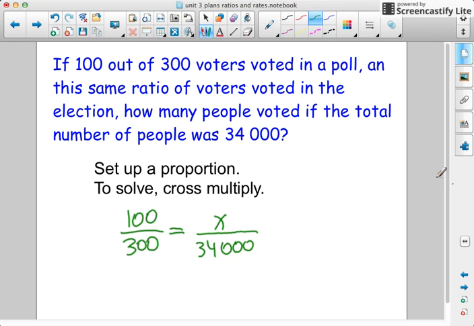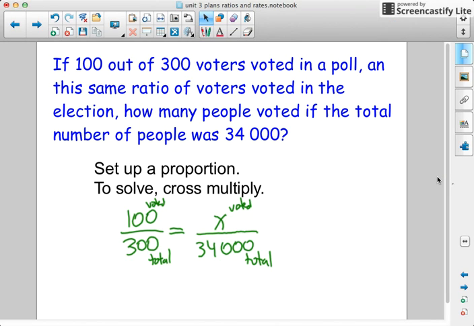So I set up my proportion. Both totals are on the bottom. That's very important. And the people who voted are on the top. Now we can solve for x, our unknown. So to solve, you can cross multiply and divide by the one opposite of the variable, the unknown.